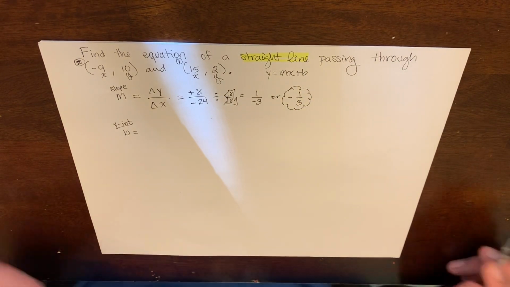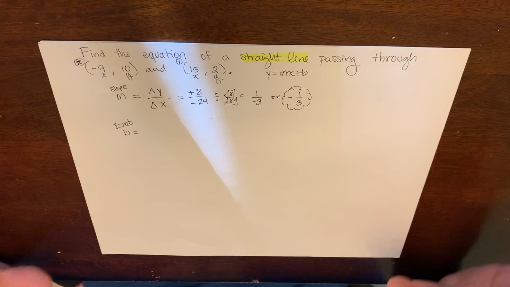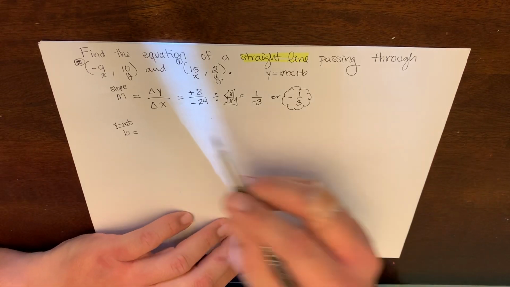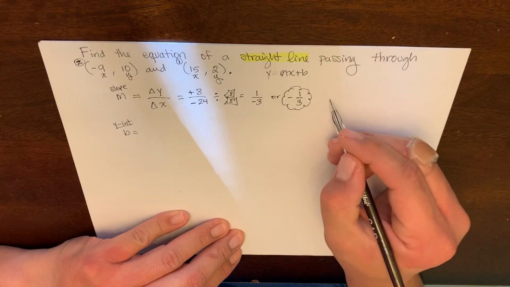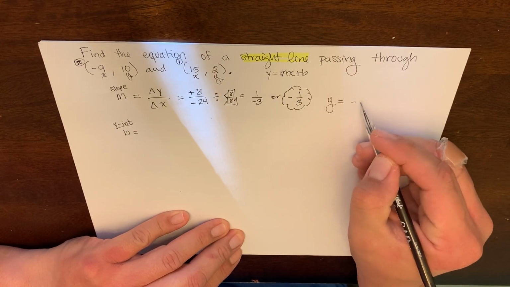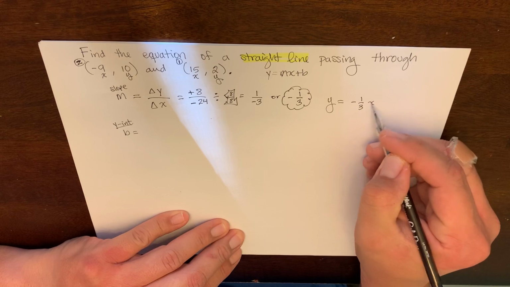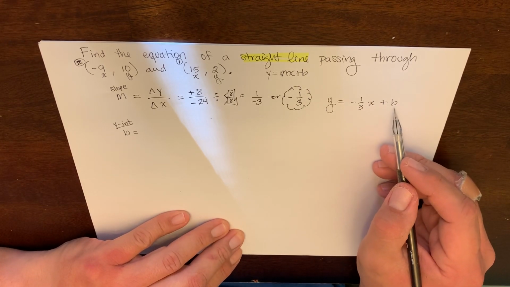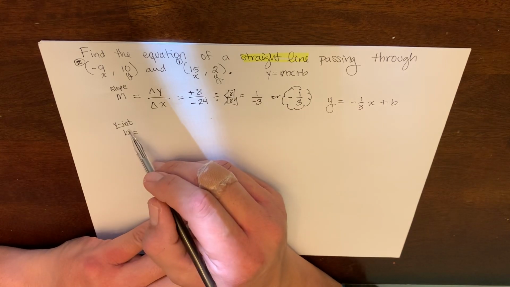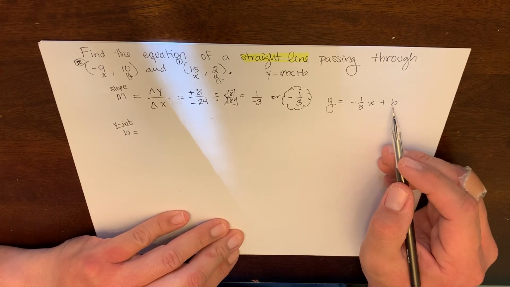Since we already know our slope, we kind of know half of the equation already, because we know the value of m, which should go right here. So we're going to go y equals negative 1/3 x plus b. I don't know b yet. That's what I have to find. I have to find the y-intercept. And we're going to do this algebraically right now.